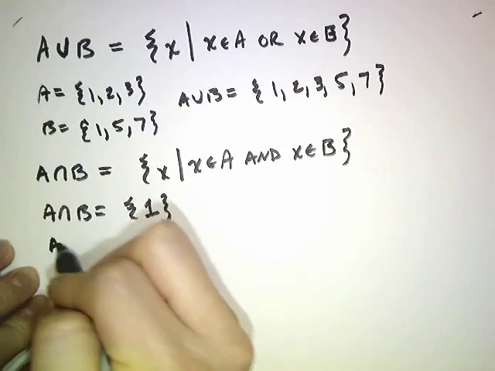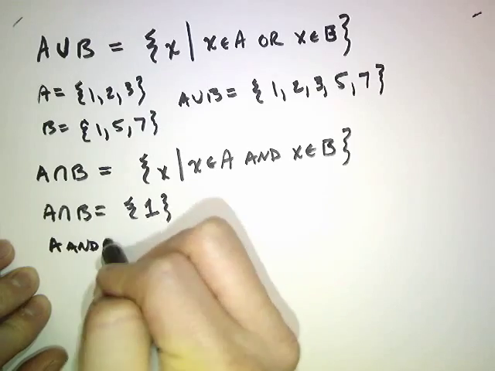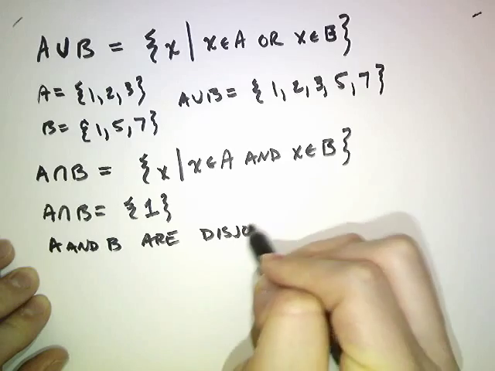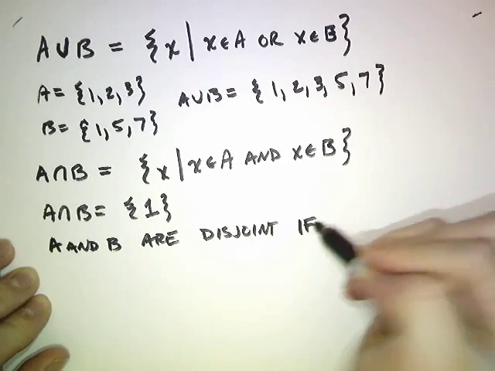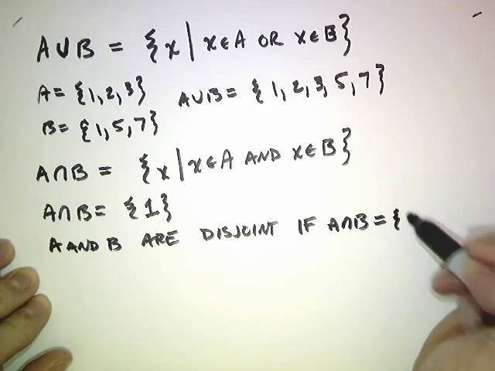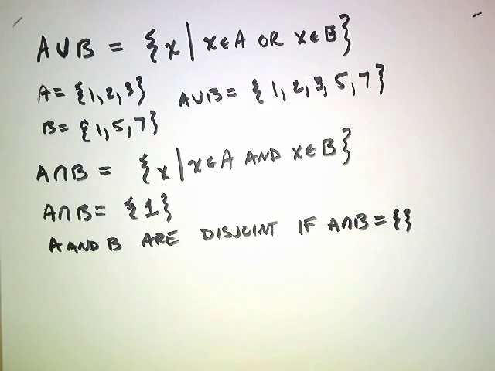And A and B are called disjoint if A intersect B is empty, i.e. they have no elements in common.